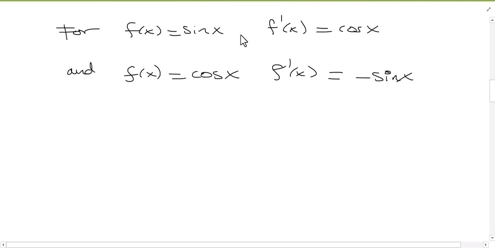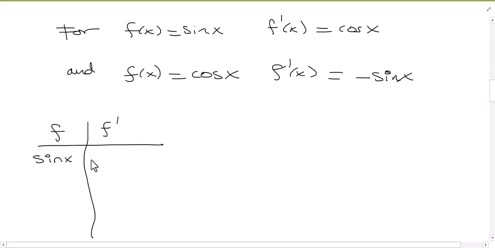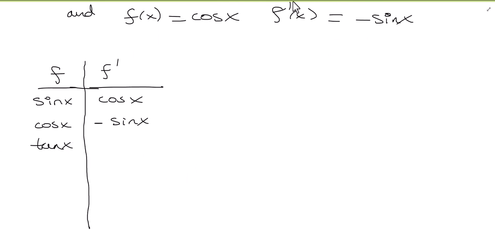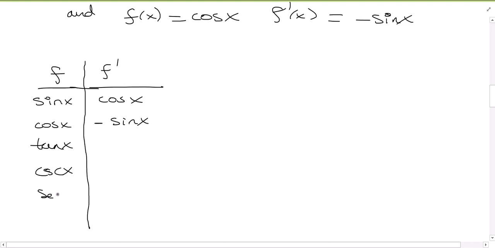And what about all the other ones? How many functions do we have? We have 6 trig functions. So I'm going to have f and f prime. Now I know that the derivative of sine x is cosine x. If my function then is cosine x, the derivative is negative sine x. And then we also have tangent. So what's the derivative of tangent? And our other trig functions. So we also have cosecant, right? The reciprocal functions. We have secant and we have cotangent.